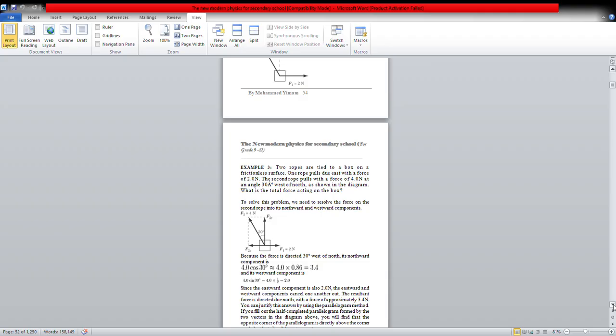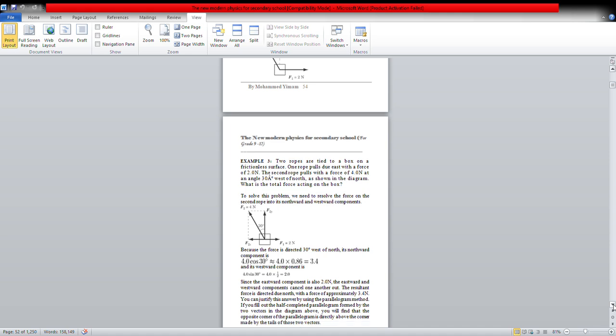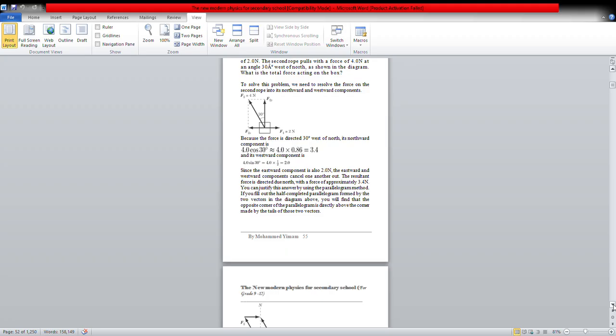its northward component is 4 cos 30, which is approximately 4 times 0.86, which equals 3.4. And the westward component is 4 sin 30, which is equal to 4 times half, which is equal to 2.0. Since the east component is also 2.0 Newton, the eastward and the westward components cancel one another out. The resultant force is directed due north with a magnitude of approximately 3.4 Newton.